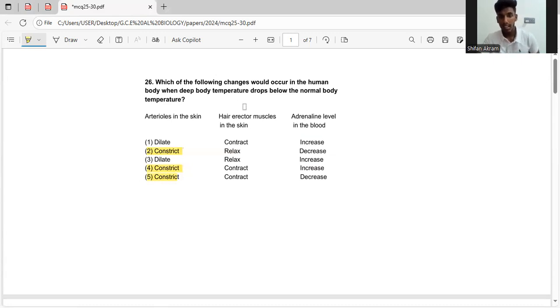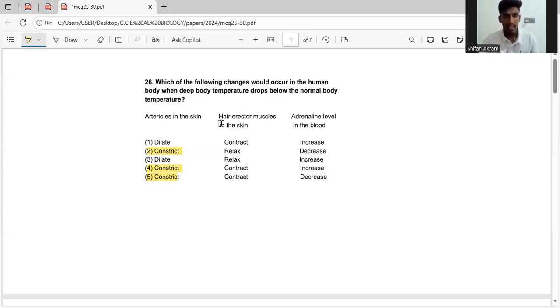Now let's take a look at the hair erector muscles in the skin. Okay, we know during cold conditions, the hair erector muscles contract and stand up straight. We also call this goosebumps. Because of this, a layer of air is trapped in the hair, which forms an insulating layer and traps heat inside the body. But when it comes to humans, this insulating layer is very thin. But in other animals with very thick fur, they have a very large insulating layer, and it will really help them to regulate the body temperature using the hair erector muscles.